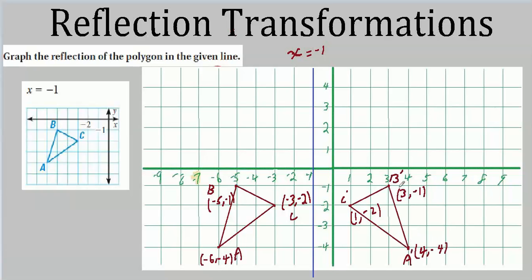So when we have our new vertices, we connect them, get our new triangle. And here's C prime, B prime, and A prime. You can see where the reflected points went to. That's all you had to do. It's really very easy reflecting about vertical or horizontal lines.